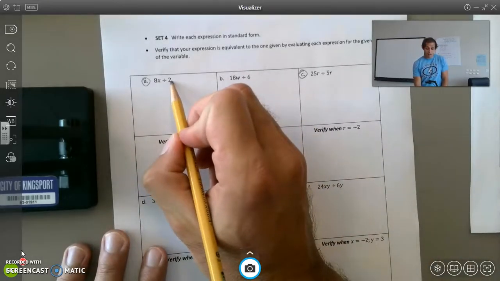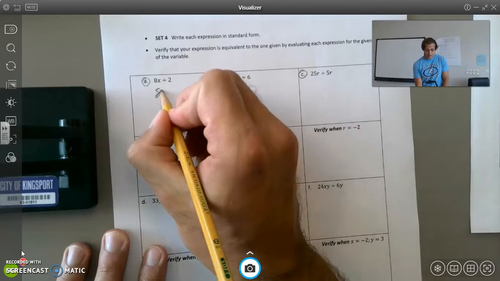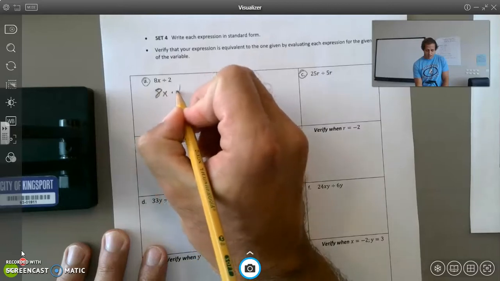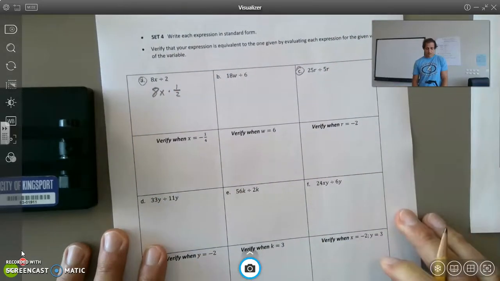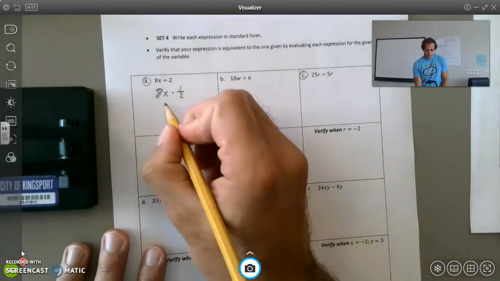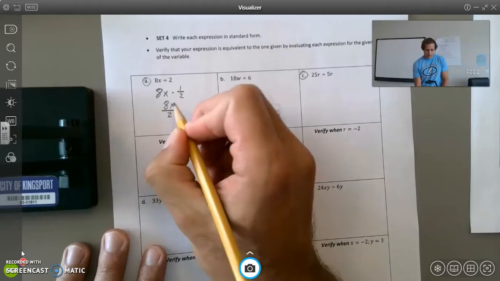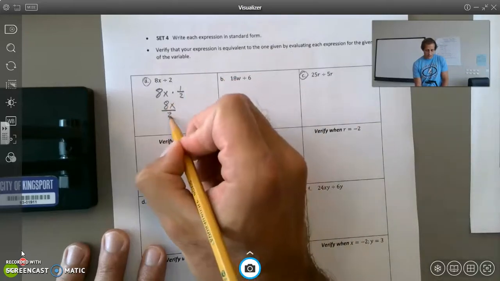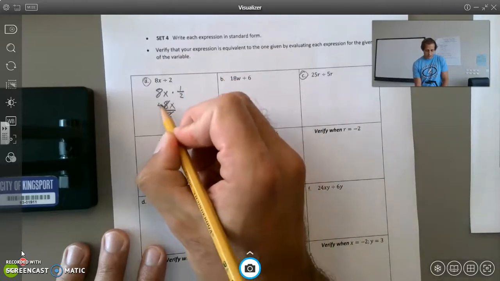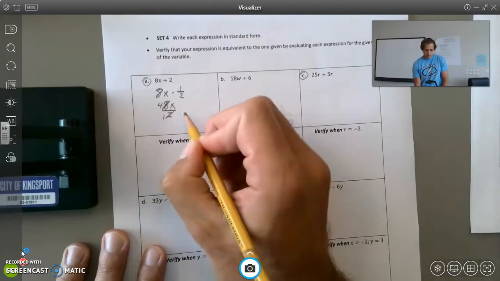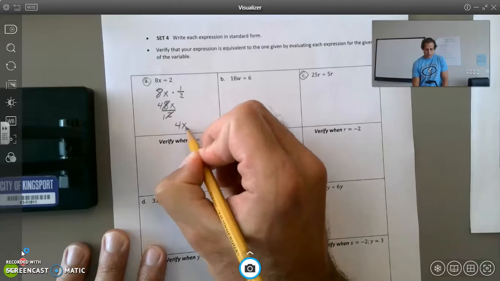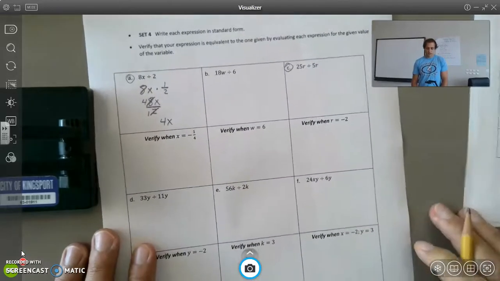8x divided by 2. That is the same as 8x times 1/2. To do that problem, I could do 8x over 2. 8 and 2, this is going to simplify. 8 over 2 simplifies to 4 over 1, and that's just 4x over 1, which is 4x. So that works nicely.